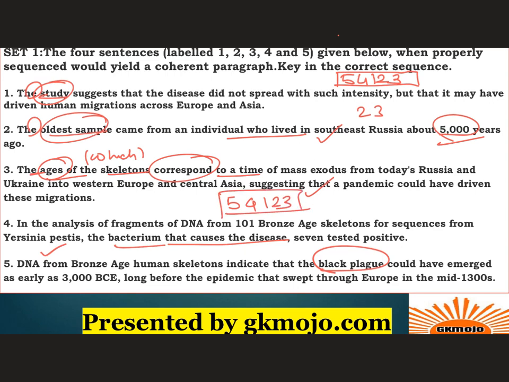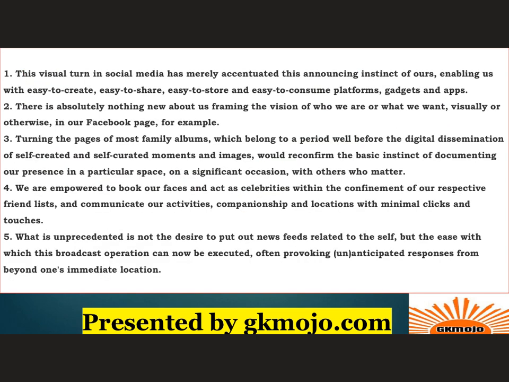I hope now you are comfortable with this method. So let us have a look at the next actual CAT level set. Okay, so this is a previous year CAT set. So let us start reading. This visual turn in social media has merely... okay, so this starts with "this". Definitely cannot be an introductory sentence. Jump on to second number. There is absolutely nothing new about us framing the vision of who we are or what we want, visually or otherwise, in our Facebook page, for example. "For example" is there. Alright, this cannot be an introductory sentence.